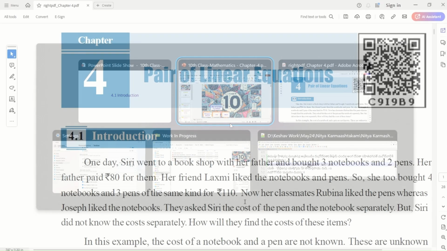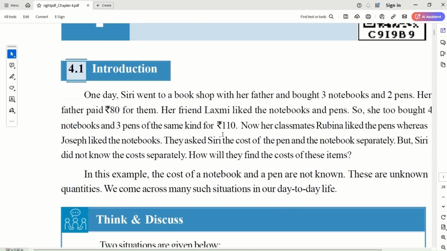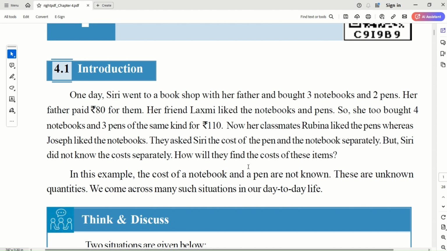Introduction. Okay, let's start. Let's see some real life situations. One day Siri went to a bookshop with her father and bought three notebooks and two pens. Her father paid rupees 80 for them, for three notebooks and two pens. This is what is most important.